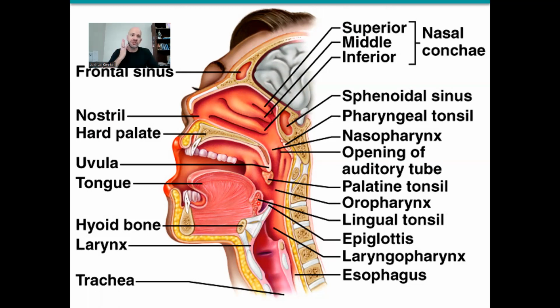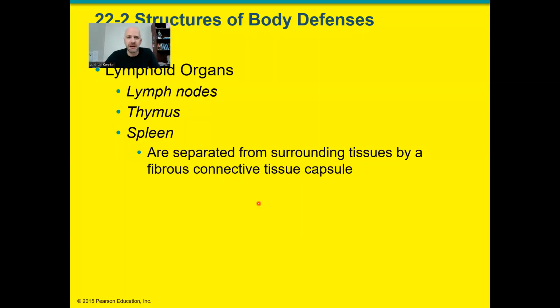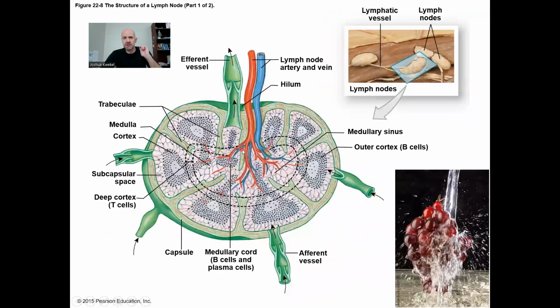Okay, and they're positioned conveniently at the place where air and food and drink are entering the body. And so these tissues are continually sampling all those substances that are entering the body. So lymphoids, lymph nodes, thymus, and spleen, we're going to be talking about those. Let's talk about lymph nodes.